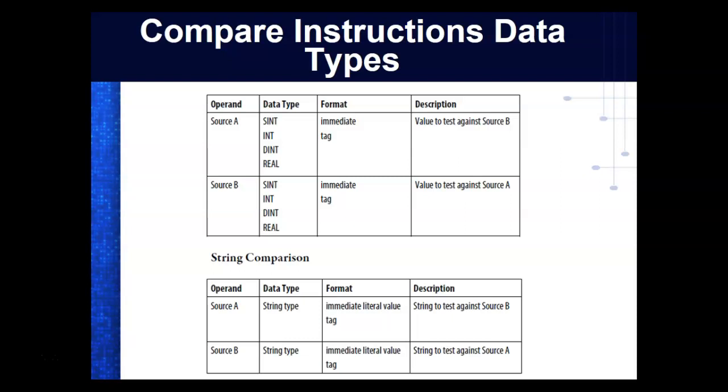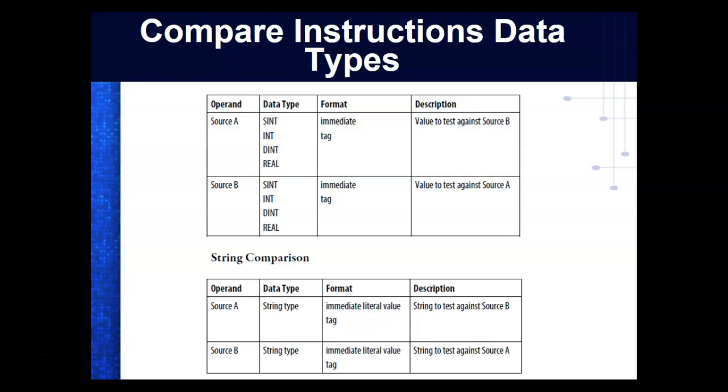I wouldn't need that instruction. I'd just make the wrong true all the time. You understand that? So both of them can be immediate, but source A could be a tag address, source B could be a tag address, source A could be immediate, source B could be a tag address, source A could be a tag address, and source B could be immediate, but both of them can't be a what? Both of them can't be immediate.